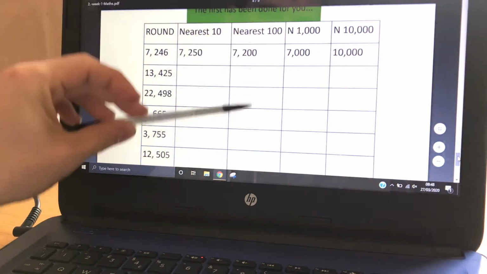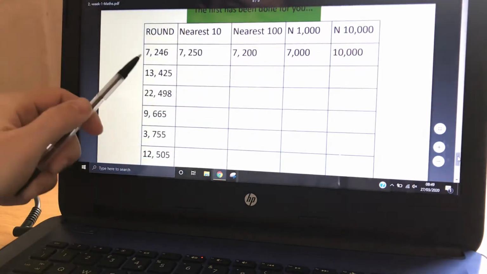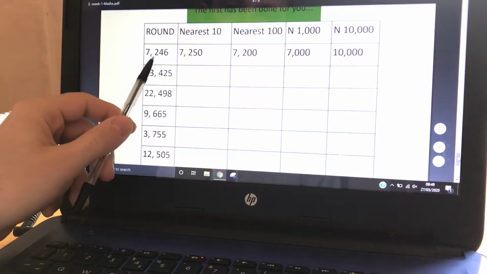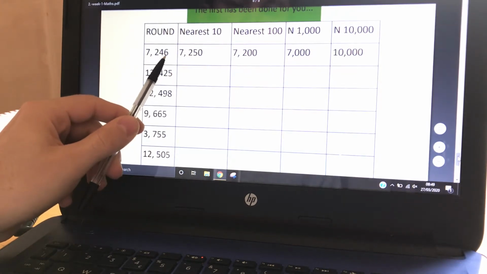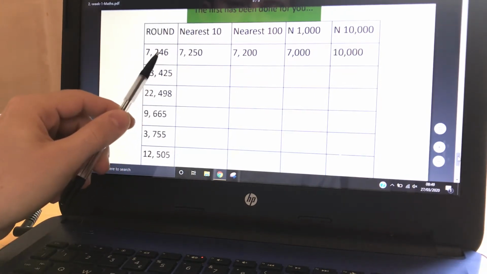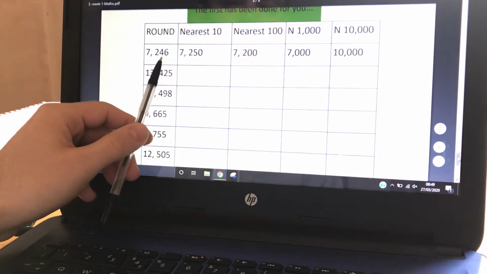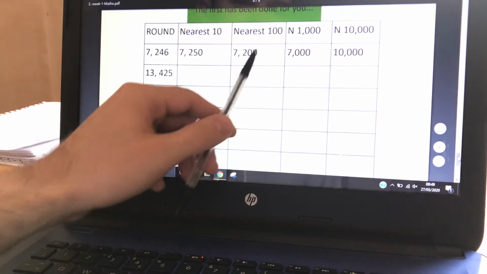Nearest 10, nearest 100, nearest 1,000, nearest 10,000. Always look at the number before. So nearest 10, 7,246. Or the 6, you've got to round up to the next one, so that becomes 50. Nearest 100, look at your hundreds, look at the number before. That's a 4, that's going to round down, so that's going to make it 200.